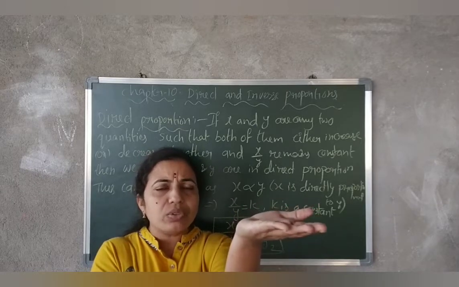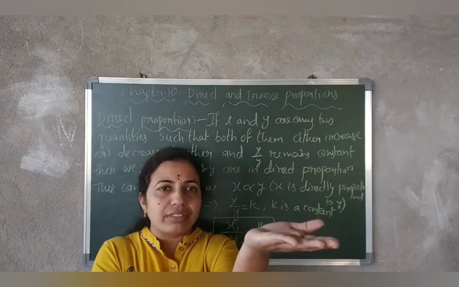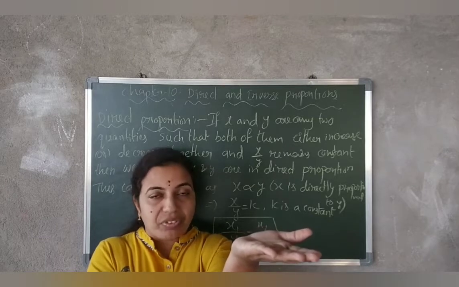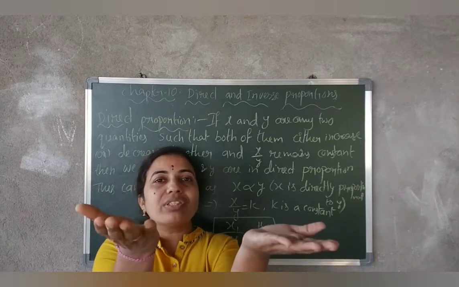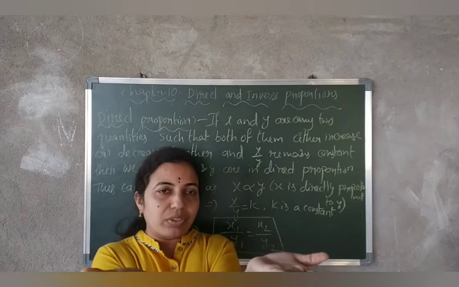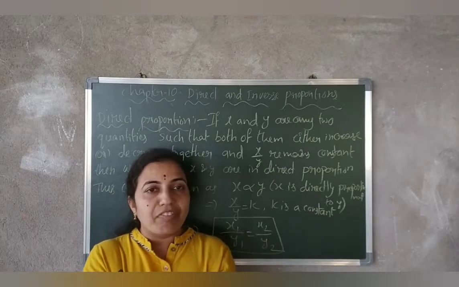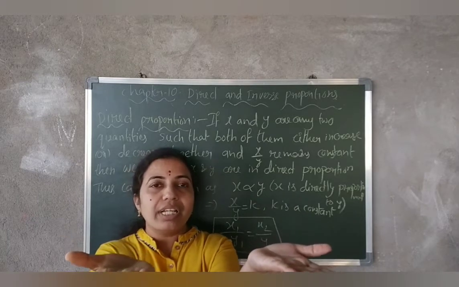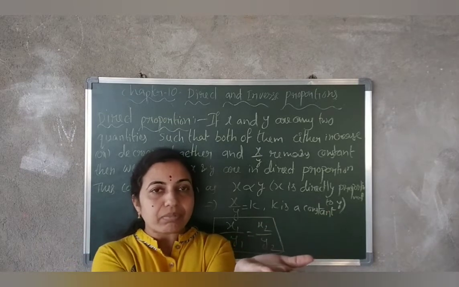Now, what will she do? Will she cook only 2 glasses or will she increase the rice? Obviously, 2 glasses of rice won't be sufficient for all 6 members. She'll increase the rice. She'll cook 3 glasses of rice. For 2 members, 1 glass. Now see, when the number of members increases, the rice cooked also increases. Both quantities increased together.